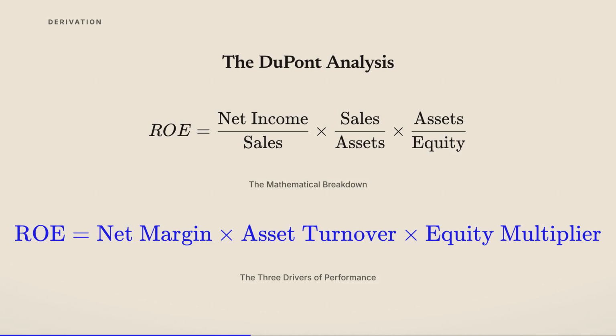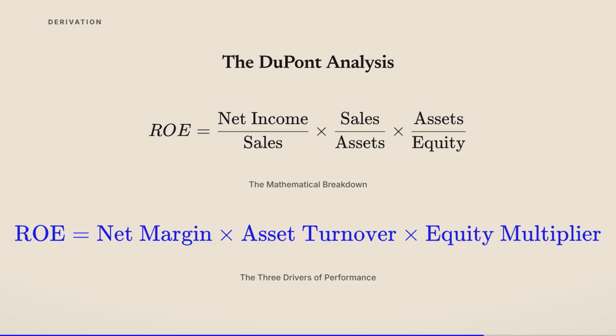Is the ROE high because they have high margins on every sale? That's net profit margin. Is it high because they move a massive volume of goods? That's asset turnover. Or is it high simply because they've taken on a lot of debt to buy more assets? That's the equity multiplier, which is the reciprocal of the percentage of assets financed by equity.